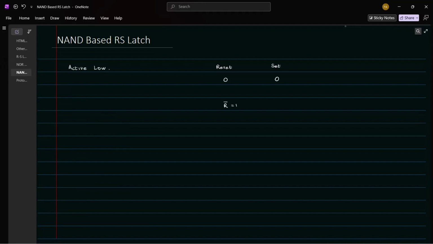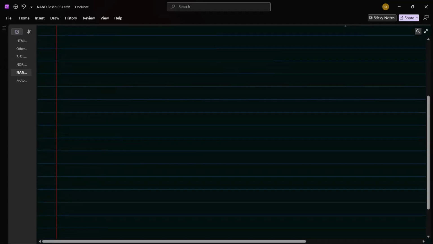Or you can see that in another way. R bar should be equal to 1 and S bar should be equal to 1. It's the same thing. If R is equal to 0, then R bar is equal to 1. If S is equal to 0, that means S bar is equal to 1. But for our convenience, we use R bar equal to 1 and S bar equal to 1. Here we are not going to spend much time. We'll just go directly to the truth table.